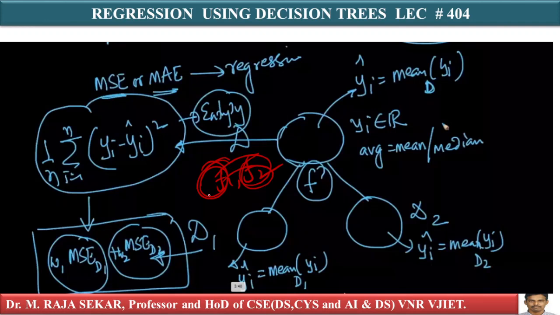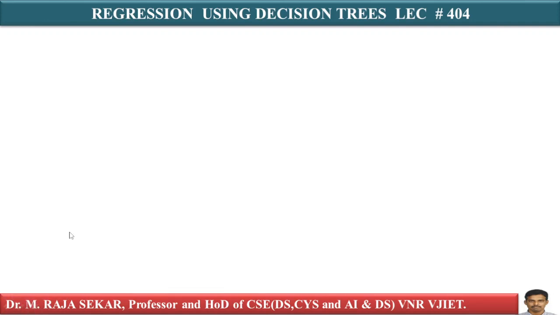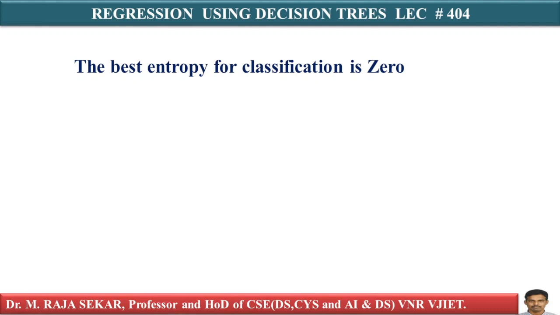What I was doing, I was picking the feature Fi that was reducing the entropy, because the best entropy for classification is 0. That one must understand. What is the best entropy for classification? The best entropy for classification is 0. This is in classification. Similarly, in the case of regression, I pick the feature i that reduces my mean squared error, because the best mean squared error is 0, just like the best entropy being 0.